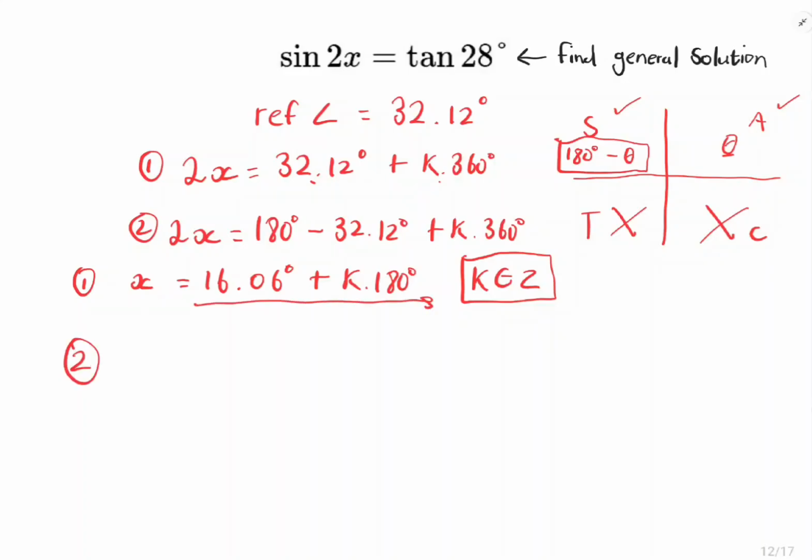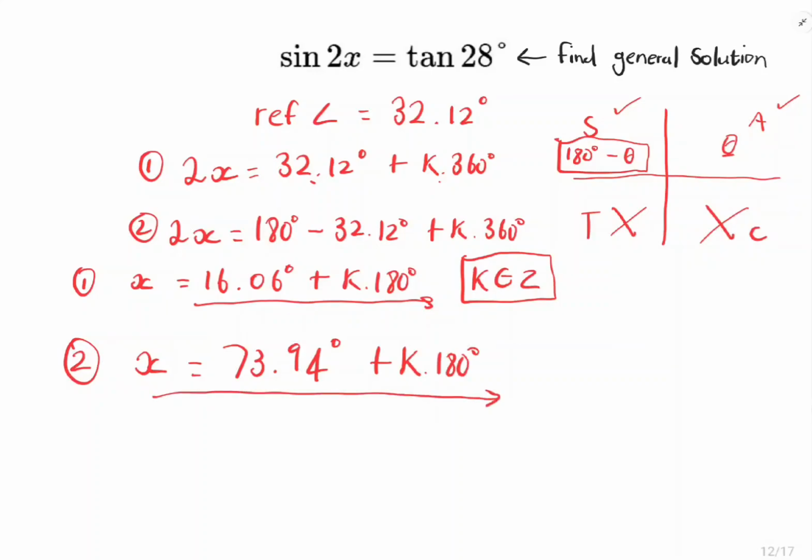And then at number 2, if we divide those by 2, okay, I forgot to simplify, but let's just say 180 minus 32.12. Take that answer divided by 2, you're going to get 73.94 degrees plus k dot 180 degrees, and that is going to be your second answer. Remember, you don't have to state k is an element of Z for this one again. And so yes, that is how you solve this question.